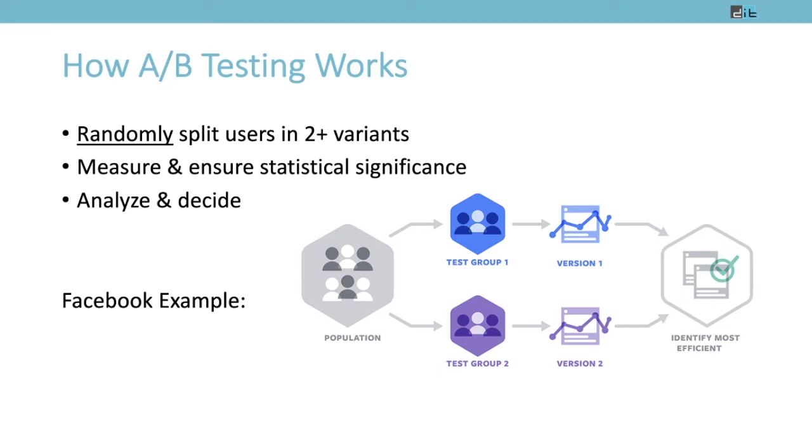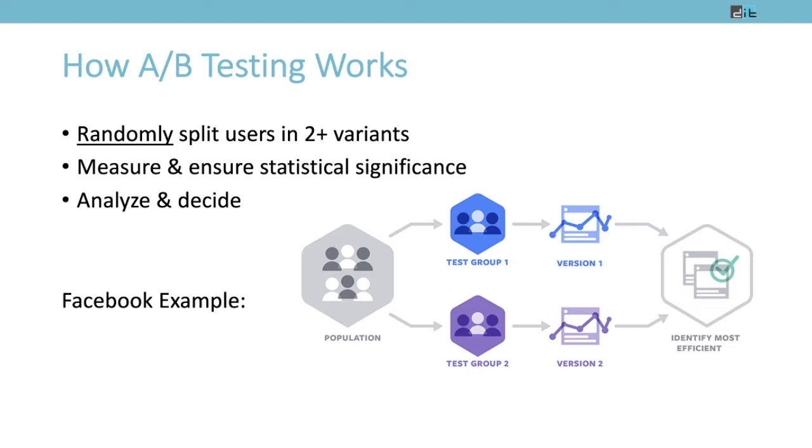Now, how does it work in practice? What is the high-level idea behind it? The basic idea is shown on this figure. That is actually an example from the ads platform of Facebook. So basically what we're doing is that we're looking at the user population that we have, and we want to randomly split the users in two or more variants. Here we're showing two just for simplicity.